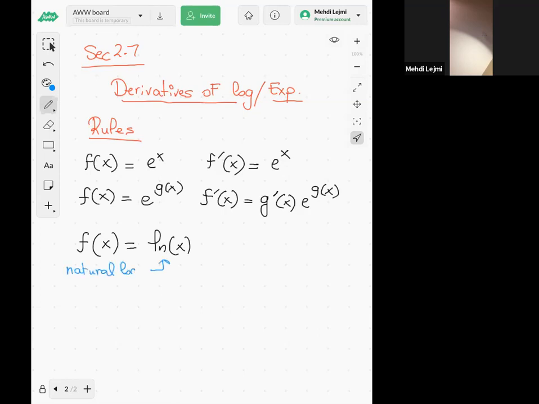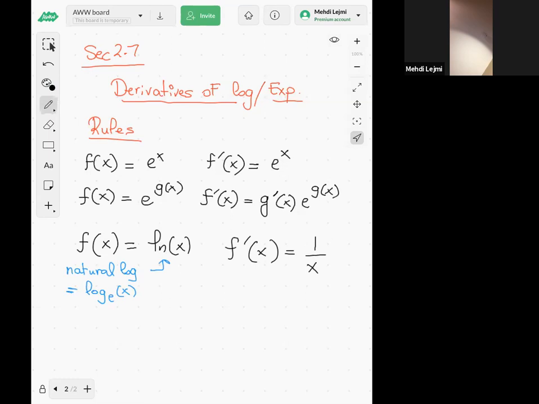Okay, and what do I mean by natural log? That's the log in base e, the number e. So we said if f is natural log of x, then f prime of x would be 1 over x. So the derivative of a natural log is 1 over x.